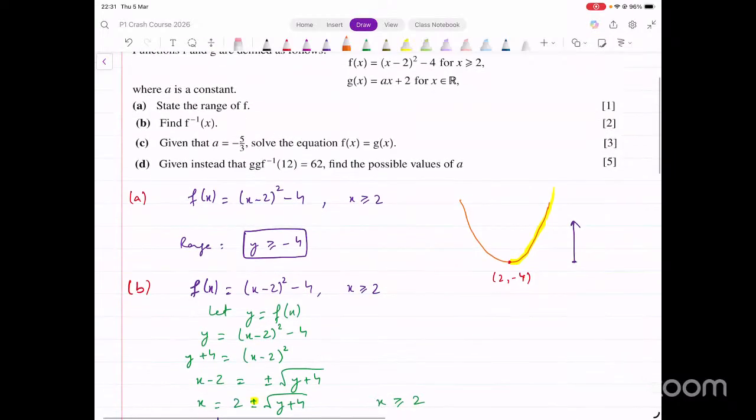Now, an important point, you see the function is GF inverse, right? In this question, they have made us find f inverse in a previous part already. So we can use that. We have already found f inverse.